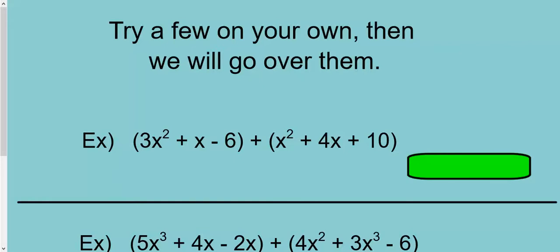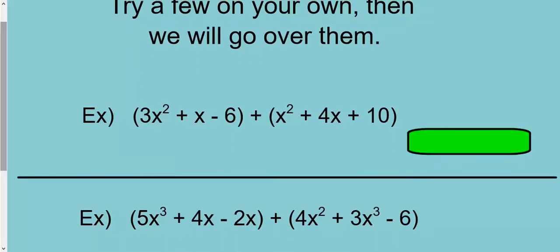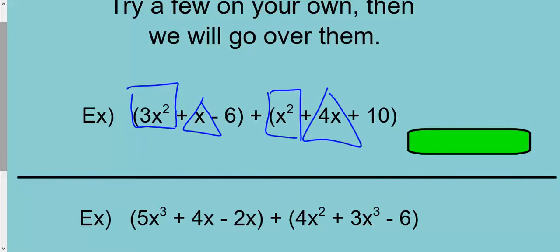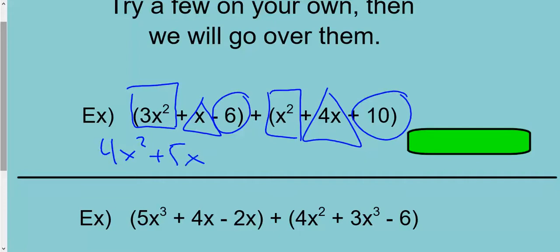Let me show you one other way, actually. I'll show you shapes. Let's put a rectangle or a square around the x squareds. We'll put a triangle around the x's. And we'll put a circle around the constant terms. That's just another way of doing it. So that'd be 4x squared, that'd be 5x, and negative 6 and positive 10 is positive 4. So there are a lot of different ways of doing this. You can pick and choose the method that you like the best.